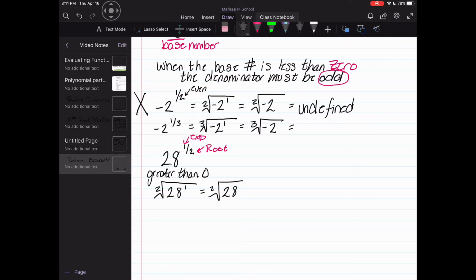We'll come back and simplify this later, but I want to make sure that we get one more example in here. So the next one, I want to rewrite in radical form, but I'm also going to evaluate. So remember that the word evaluate means simplify as much as you can.